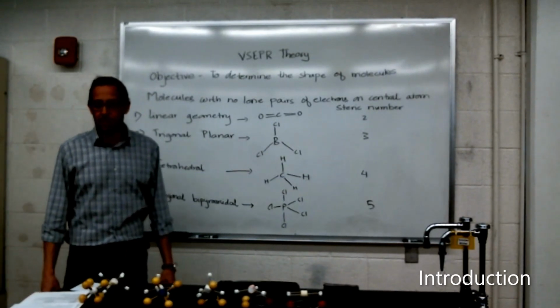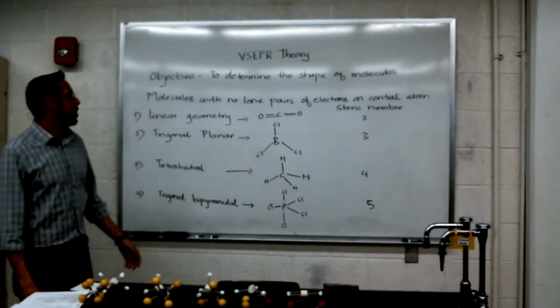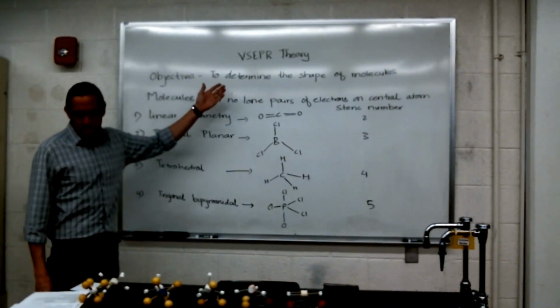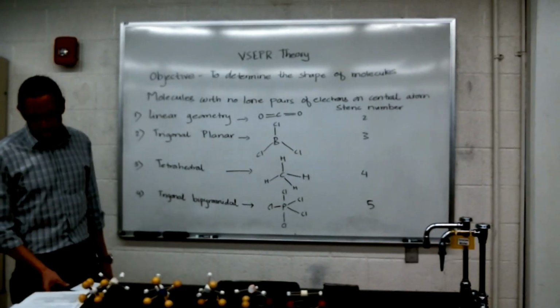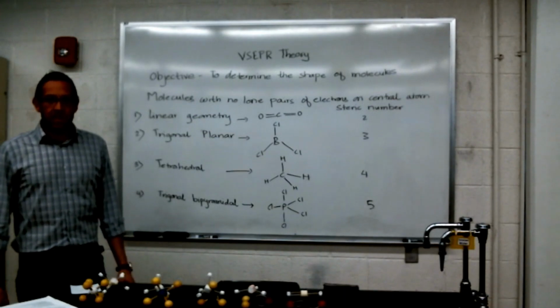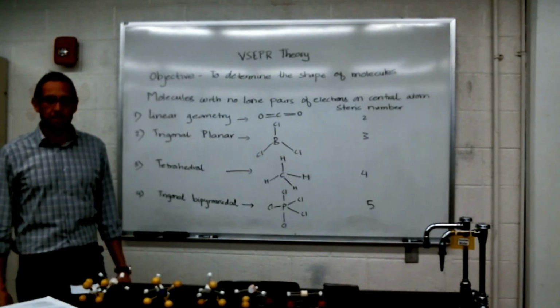Today we'll be doing an experiment called molecular geometries. The objective of our experiment is to determine the shapes of our molecules. We'll be using VSEPR theory, which is valence shell electron pair repulsion. So according to VSEPR theory, electrons will be located in an orientation to minimize the repulsion between them.